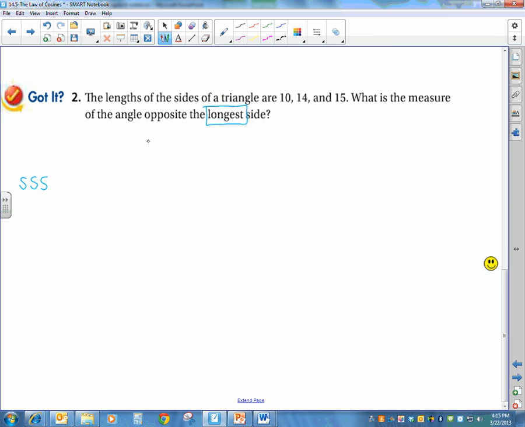So we're going to start off with 15 squared equals 10 squared plus 14 squared minus 2 times 10 times 14 times the cosine of, and it doesn't matter which one, A. We're just going to call it A. Okay. Now, I like to go ahead and put this in calculator ready form before I pick it up.